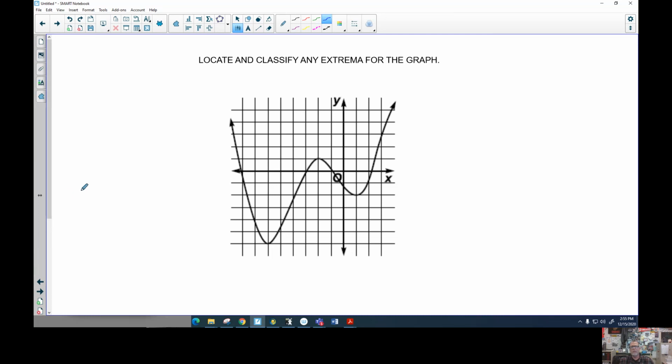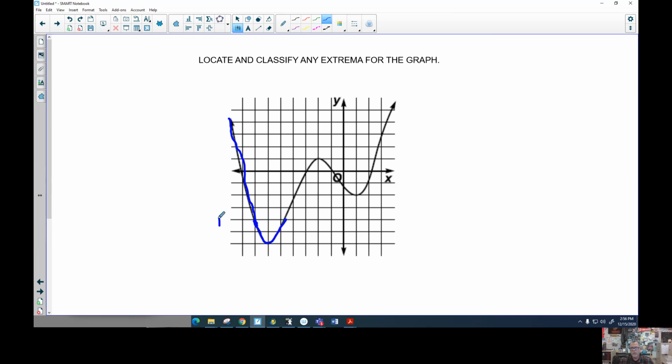And they may ask us, as it says up here, to locate and classify any extrema for this graph. So what you do when you're looking for extrema, as we did with any kind of graph that we talked about in the idea of intervals, when we were finding intervals that were increasing or decreasing, I'm going to start at the left end of this graph and I'm going to trace. And right now we've got decreasing, right? The graph values are decreasing. The Y values are decreasing as I go down this. And then at this point, they become increasing.